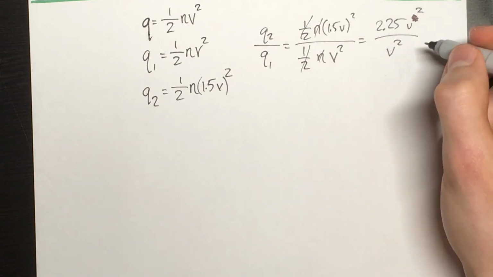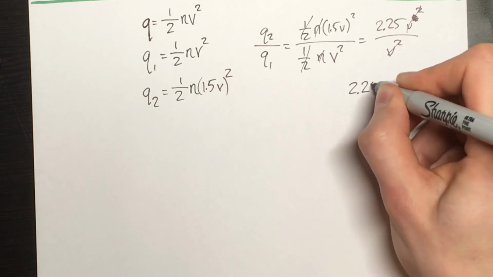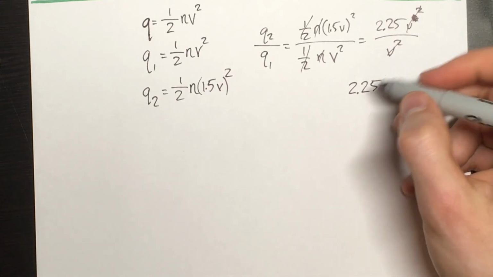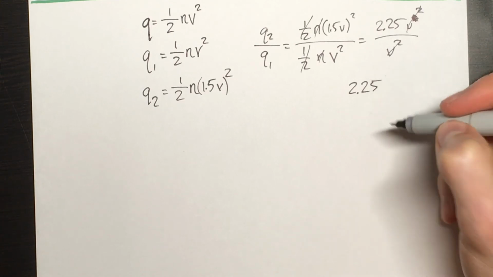So if we do that, then the v's cancel out as well, right? So your answer is just 2.25. So the Q of the faster liquid is 2.25 times larger than the Q of the slower liquid.